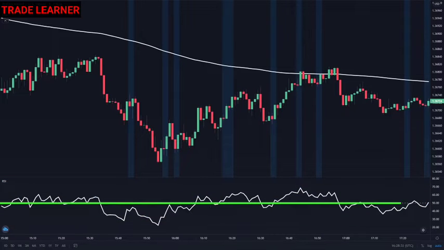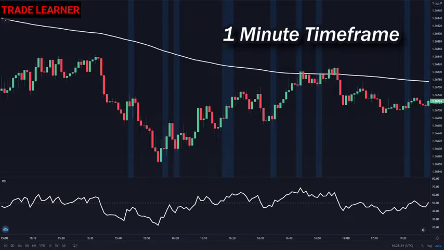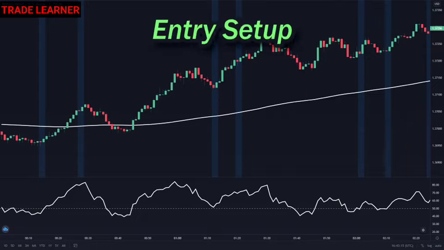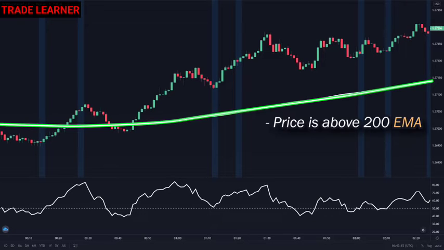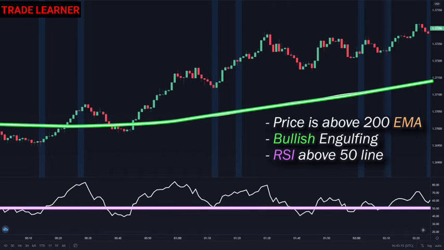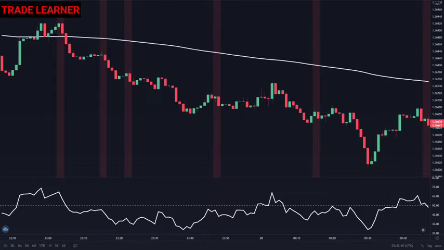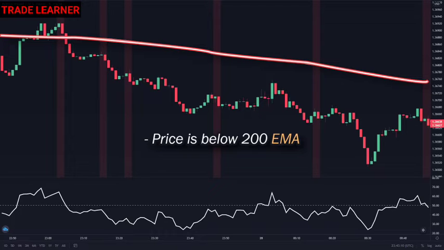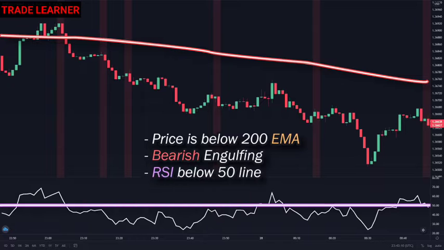So now you have a single line in the middle of the RSI. Next, I'm using the 1-minute time frame. For your entry setup, if the price is above the 200 EMA, while a candle shows a bullish engulfing pattern, while the RSI is above the 50 line, you take a buy position. It's the same for short positions as well. If the price is below the 200 EMA, while the candle shows a bearish engulfing pattern, while the RSI is below the 50 line, you take a sell position.